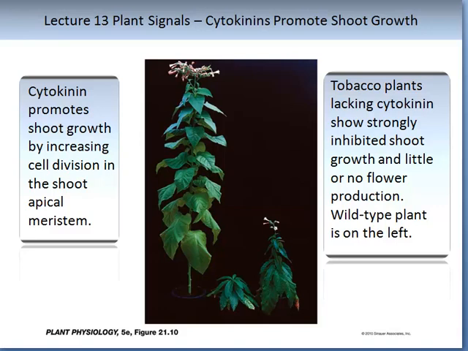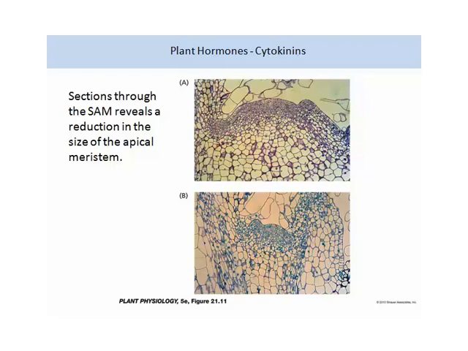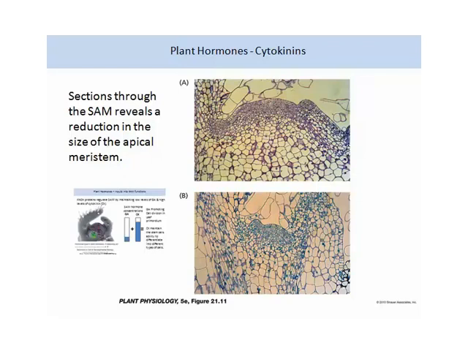Cytokinins can promote shoot growth. They do this by increasing cell division in the shoot apical meristem, SAM. This experiment on tobacco plants lacking cytokinin shows strongly inhibited shoot growth and little or no flower production. The wild type plant is on the left. The images on the slide reveal sections of shoot apical meristems. There is a reduction in the size of the apical meristem when cytokinins are lacking. For further details and a review on the mechanism, please return to the slide Plant Hormones Inputs into Shoot Apical Meristems.